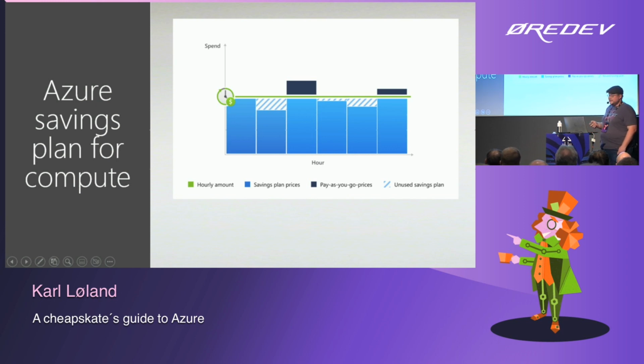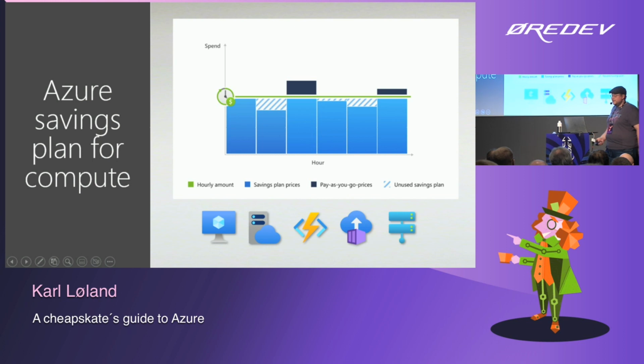And if your usage is less than or equal to the agreed upon expected usage, you pay the lower savings plan costs. And if your usage is greater than the agreed upon expected usage, then you pay the normal pay-as-you-go pricing for the amount that goes above the limit. Services available for this savings plan today are virtual machines, app service plans, Functions Premium Plan, Azure Container Instances, and Azure Dedicated Hosts.